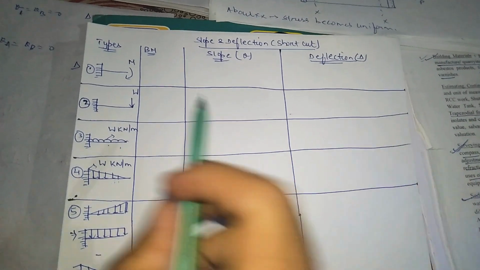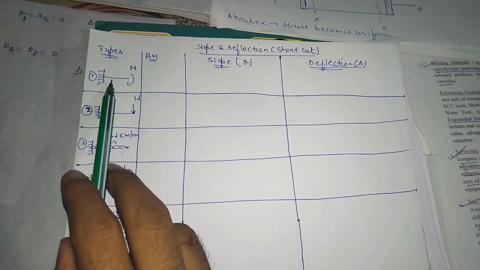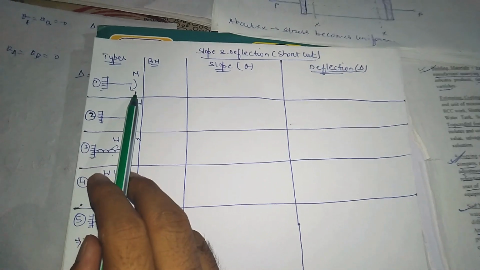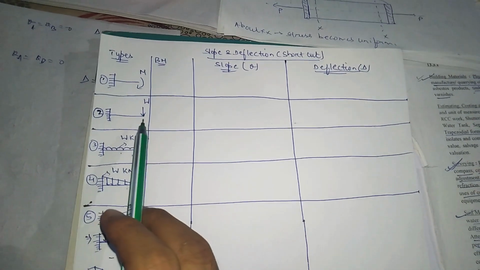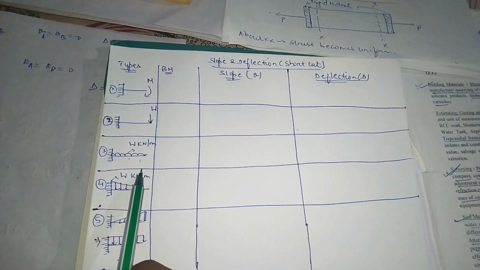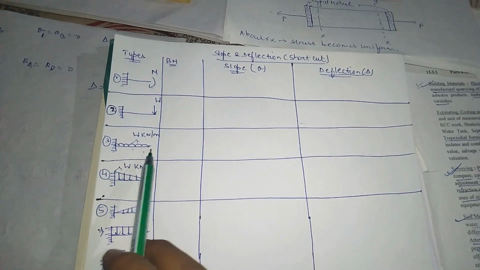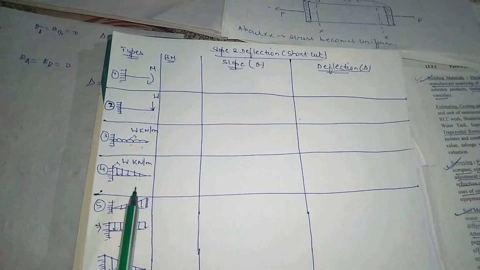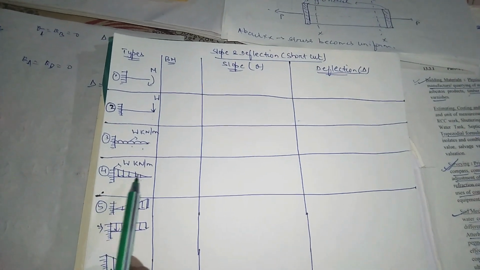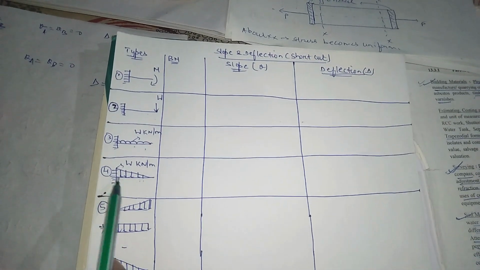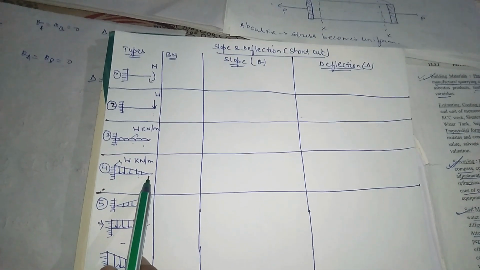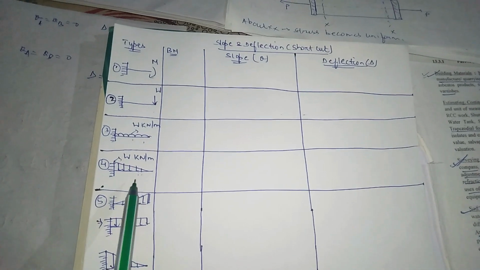Okay, so the first case is a cantilever in which a moment M is acting, and the second case is a cantilever in which a point load W acts. Third case is a cantilever in which uniformly distributed load W kilonewton per meter acts, and the fourth case is the cantilever in which uniformly varying load acts, in which at the fixed end it is maximum and at free end it is zero. Okay, so first I will discuss these four things, then we will proceed.